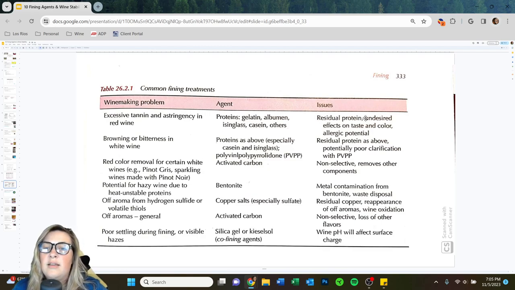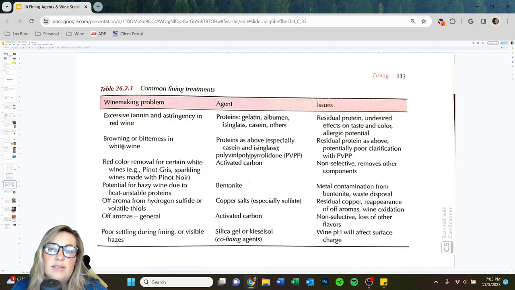Residual protein, undesired effects on taste and color, and allergic potential. So people who have an allergy to eggs or milk or gelatin might have an issue with this. This is why you don't want to add this in excess. And then you have other examples here too. I have actually had a situation with residual copper as an issue in wine before. So this is very real and very applicable information.